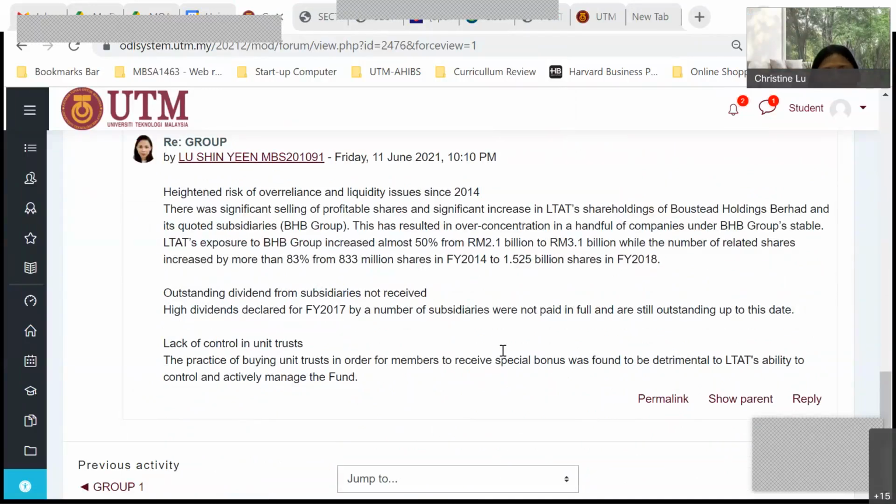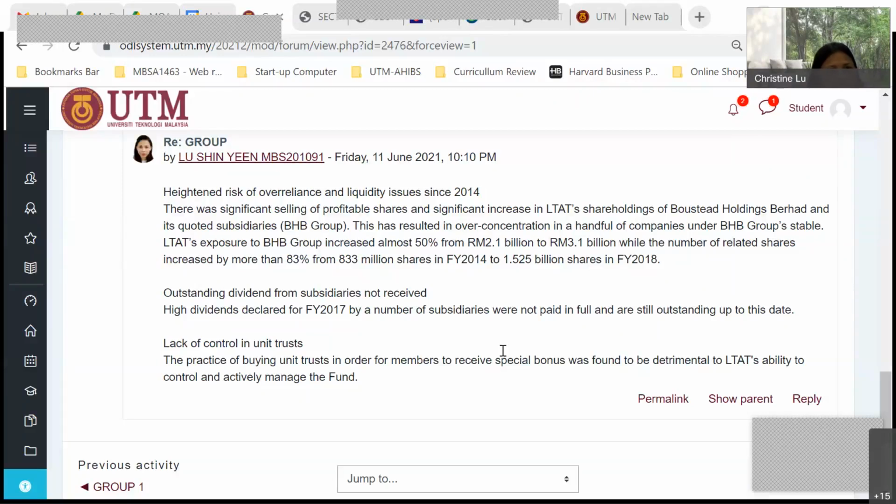Just now, Dr. Da mentioned about the Boustead Holdings Berhad. Actually, since 2014, these LTAT have had liquidity issues, whereby they were selling very profitable shares and significantly increasing the shareholding and also the subsidiaries, which has resulted in over concentration in the group. We can also see an increase of almost 50% from 2.1 billion to 3.1 billion, and the shares also increased by more than 83% from 833 million to 1.525 billion shares in 2018.